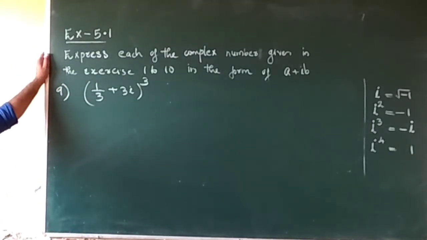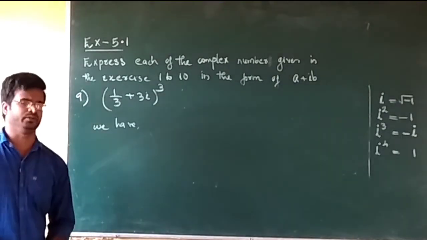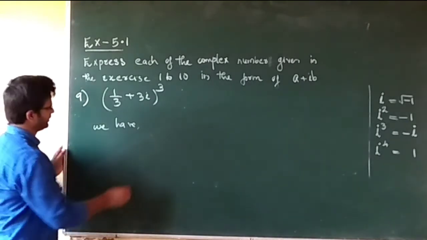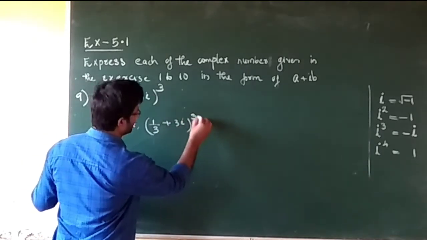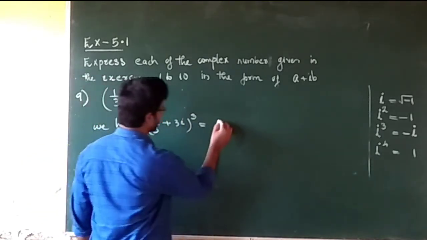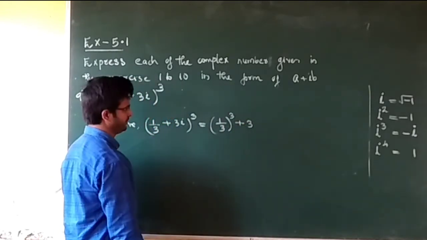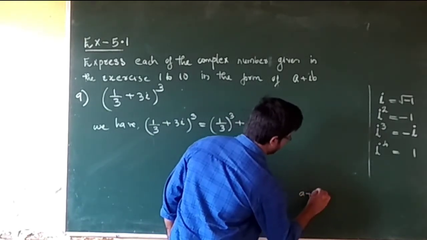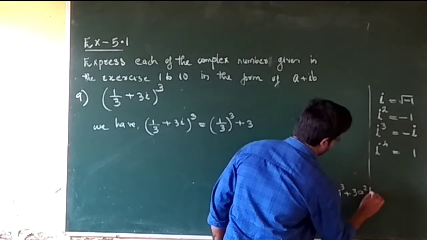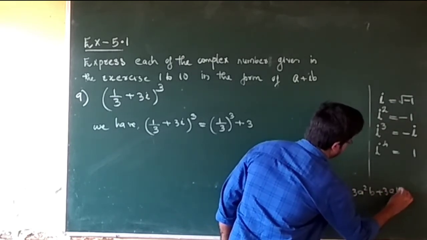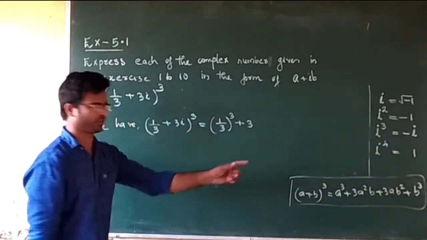1 by 3 plus 3i, all cube. Here we can directly use the formula (a plus b) all cube. Then 1 by 3 plus 3i all cube: a cube means 1 by 3 cube, plus 3 into a square b. (a plus b) all cube is a cube plus 3a square b, plus 3ab square, plus b cube. Use this formula here.